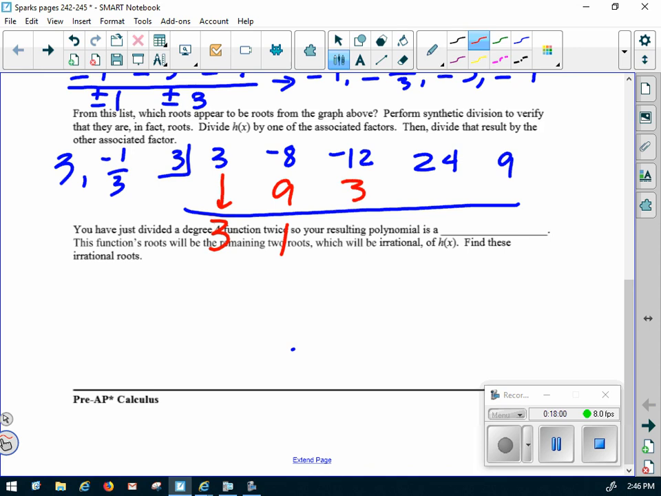Are you doing synthetic division? And we say, hurrah, because we know that 3 is a root, because we get a remainder of 0. Well done. Now, let's see if negative 1/3 is a root. But don't start from the very beginning. Mark that one off, and let's see if negative 1/3 works. You bet you can do that.